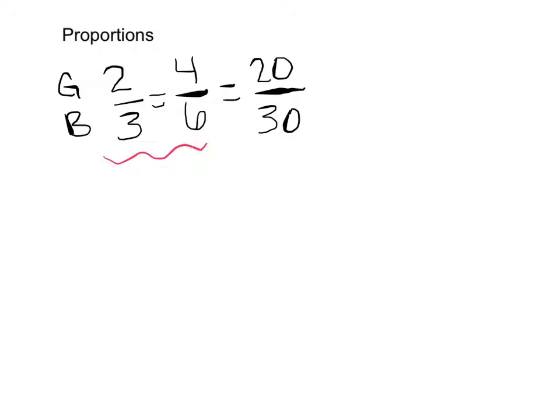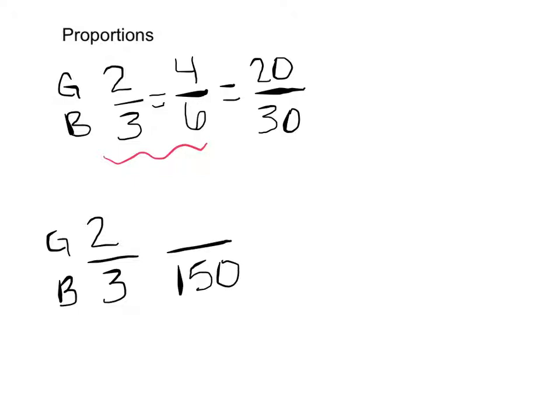So if we knew that there were 2 girls for every 3 boys, and let's say I knew that at a certain school there were 150 boys, I want to find out how many girls there are. So I'm just looking for this bigger ratio. Since we know that this is a proportional relationship, we know that these 2 things are equal. This is also a ratio that represents girls and boys. Now, how are we going to solve this?